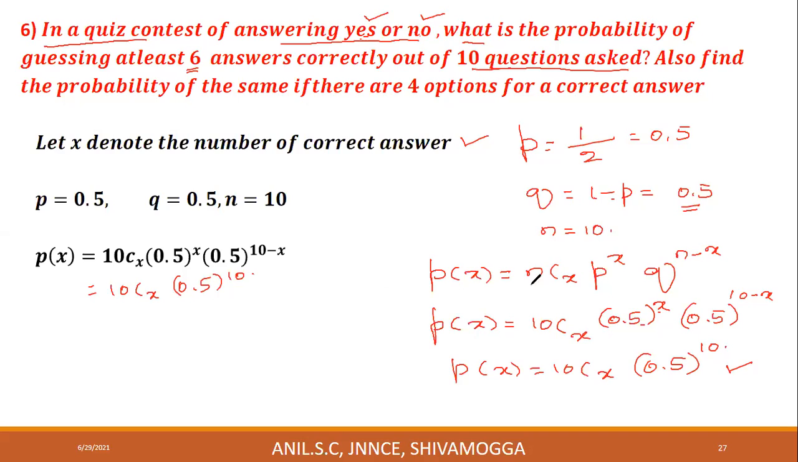Now, what is required here? What is the probability of guessing at least 6 answers correctly? At least 6 means 6 is the least value attained by x. That means x takes values greater than or equal to 6. Expansion will be P of 6 plus P of 7 plus P of 8 plus P of 9 plus P of 10.